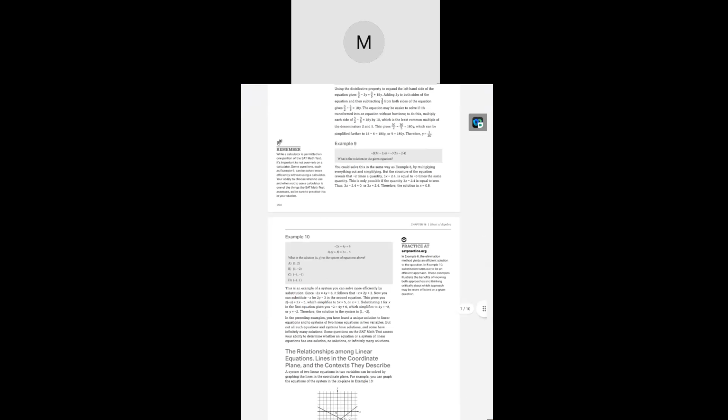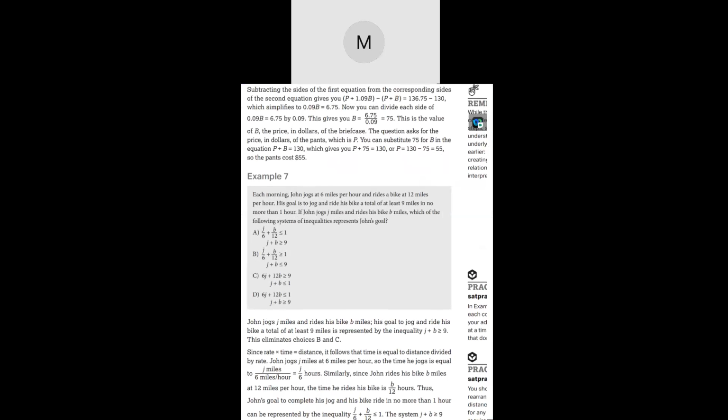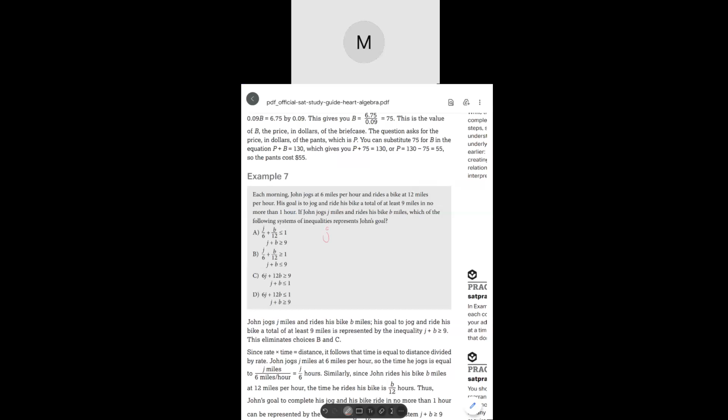All right. So each morning, John jogs at 6 miles per hour, rides a bike at 12 miles per hour, and his goal is to jog and ride his bike a total of at least 9 miles, in no more than 1 hour. So the important part here is to make sure that you write down your pieces of information as you see it in the question, right? So John jogs at 6 miles per hour. Biking is at 12 miles per hour. He wants to go for at least 9 miles.